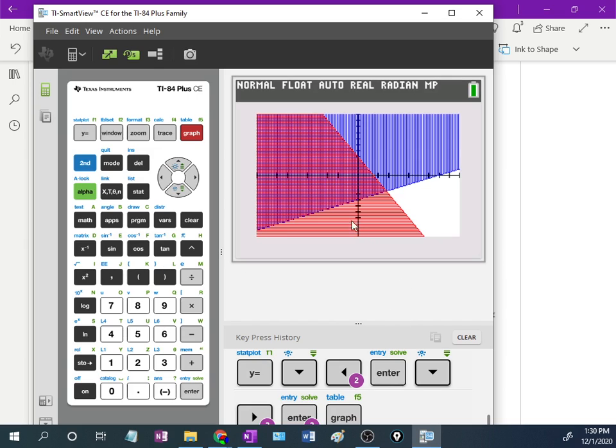So which is the answer? Two colors overlapping here, right? So that region is the solution set.